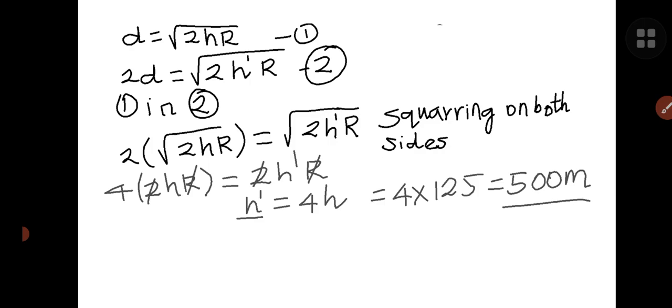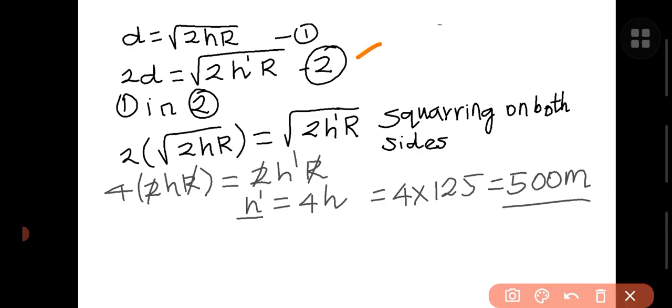So this is the new formula, this is the old formula. d equal to square root of 2hR. And if the range is doubled, d becomes 2d, and the new height will be h dash. Now substituting 1 in 2, we get 2 into d, that is square root of 2hR, which is equal to square root of 2h dash R.